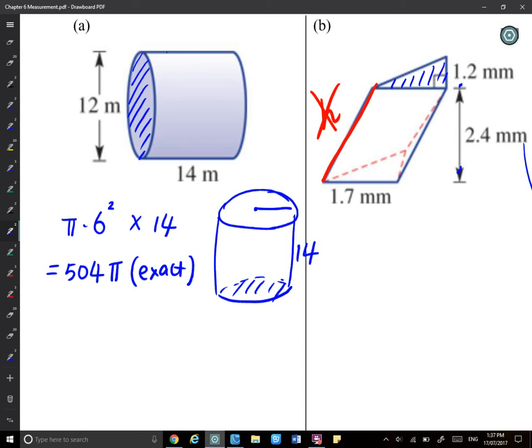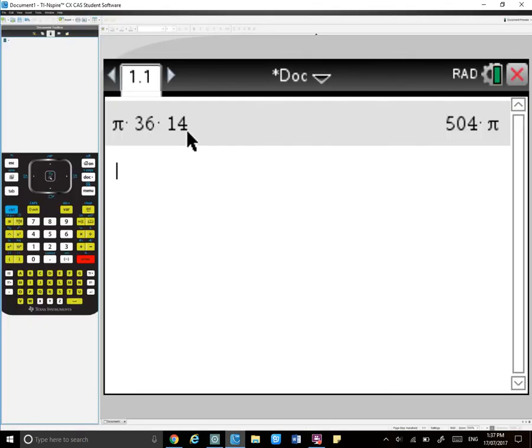Pi is a number. You don't need to worry about it. Just keep it like that. If the question asks you for 2 decimal places, do not do 3.14 times 36 times 14. What you should do is take it from this page and press Ctrl and Enter. That is the 2 decimal places you should write.